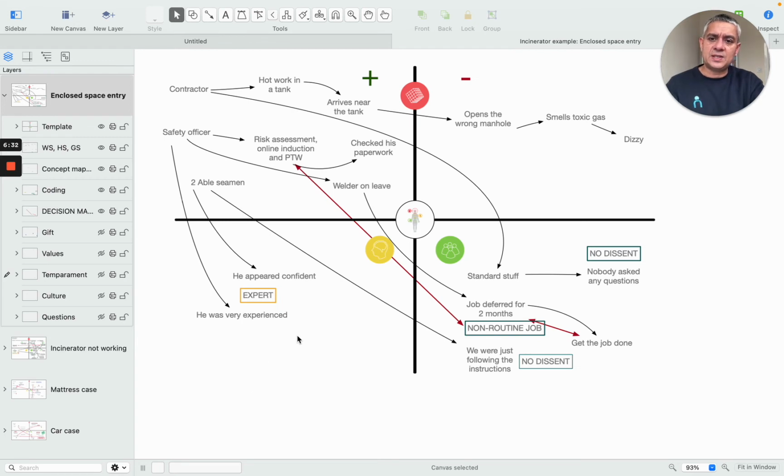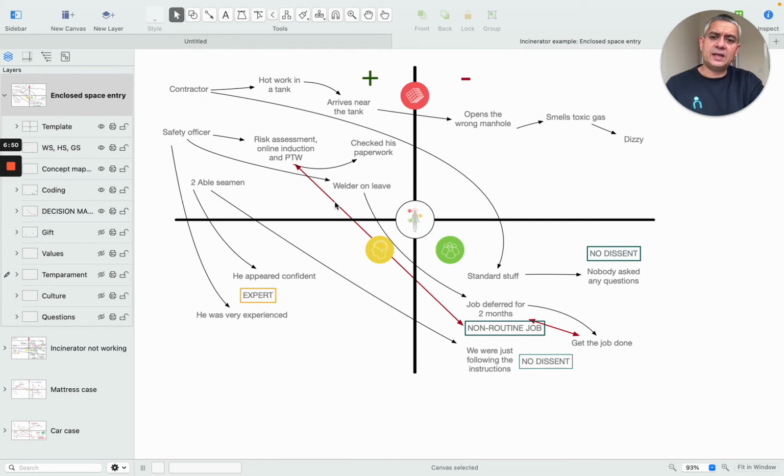So as we can see here, that job was deferred for 2 months, so obviously they had to get the job done. So there's a conflict here. You cannot defer the job for too long. You have to get it done, and that's why you call a contractor, right?